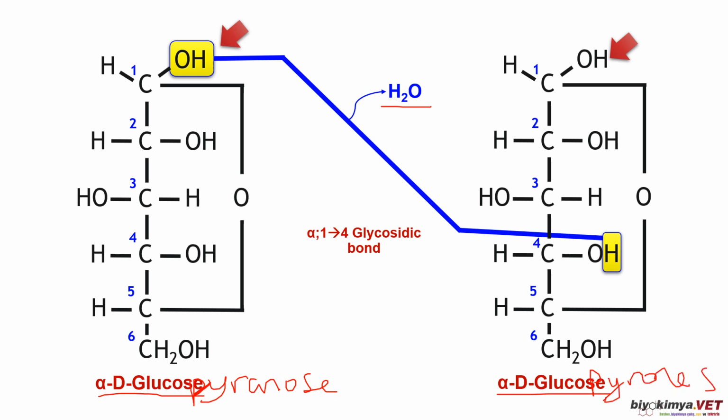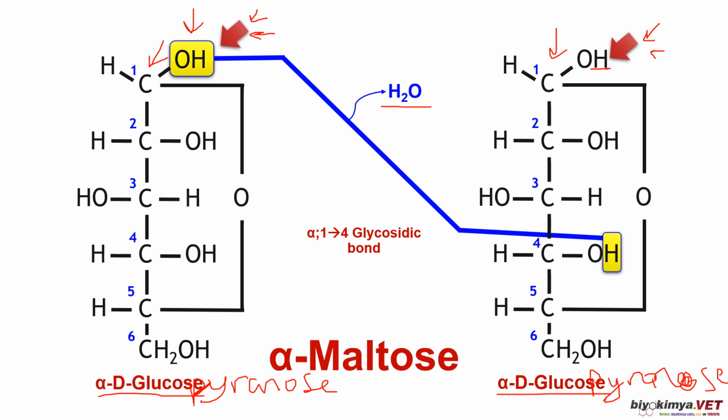Why do we call it pyranose? Why do we call it alpha? Because the hydroxyl group on the anomeric carbon in the hemiacetal structure is on the right side. These red arrows indicate whether it's alpha or beta, the side of the hydroxyl group. And this is alpha maltose. In trehalose, the bond occurs here, between this one and this one, alpha 1,1.